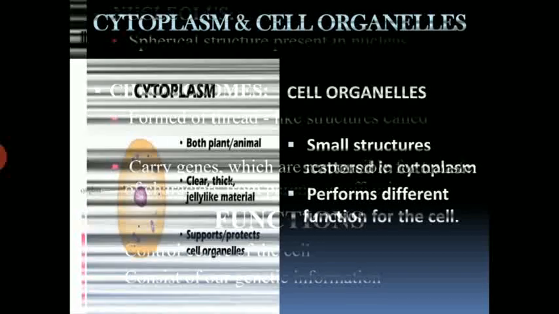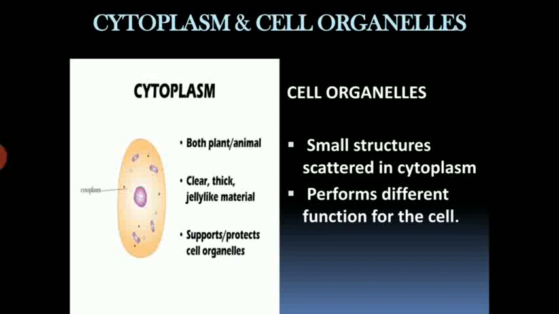Let's move ahead. The next part is the cytoplasm and cell organelles. So what is the cytoplasm? The cytoplasm is a jelly-like matrix present in the cell. We had the cell wall and cell membrane, after that the nucleus. Whatever place was left after the nucleus was filled by a jelly-like material called cytoplasm. The cytoplasm consists of various cell organelles, and it is the cell organelles which carry out all the metabolic activities for the cell.